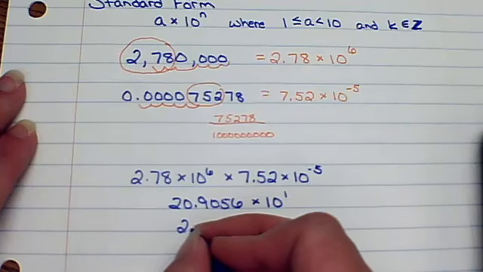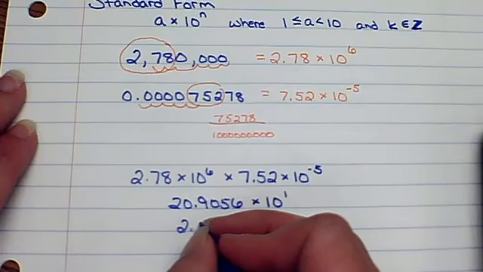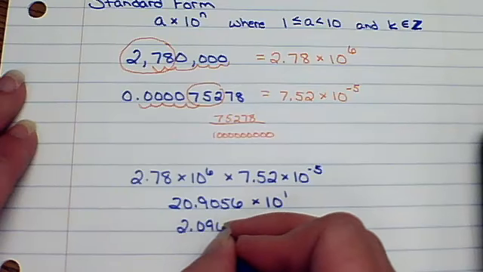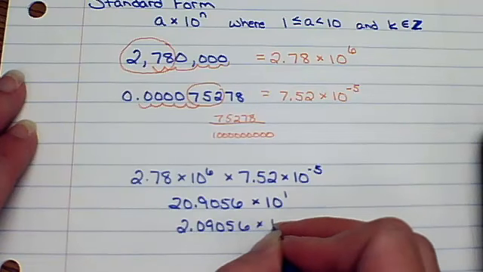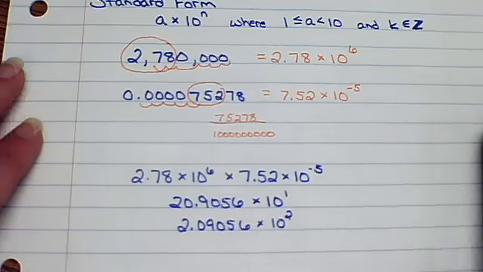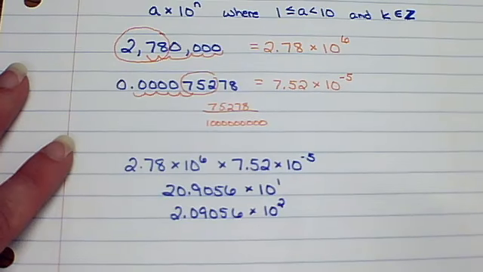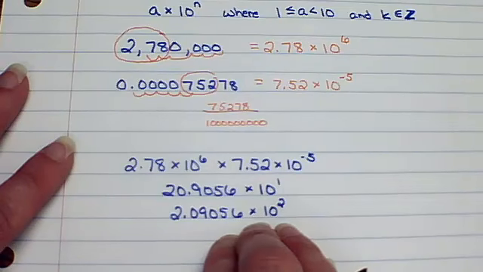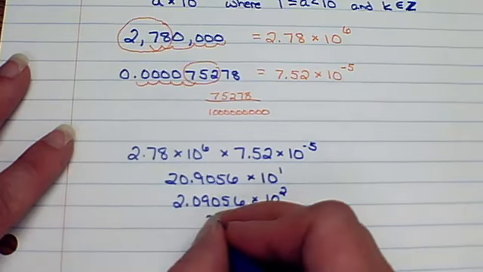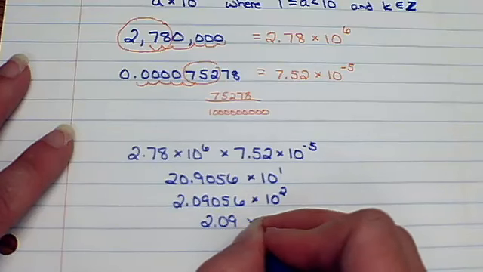So 2.09056 times 10 to the second. You notice I have not rounded or gone to my significant figures yet, because I want to make sure I have the exact answer shown. Then I'll go to my 3 significant figures.